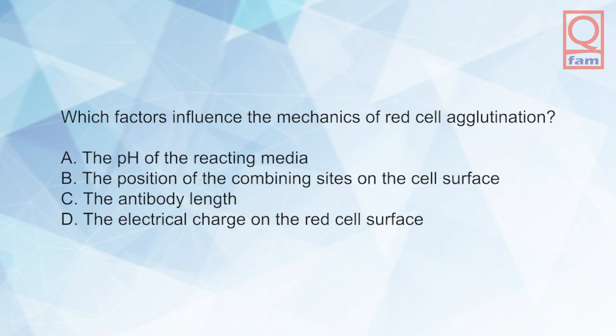Which factors influence the mechanics of red cell agglutination? A. The pH of the reacting media. B. The position of the combining sites on the cell surface. C. The antibody length. D. The electrical charge on the red cell surface. The answer is A, B, C, and D.